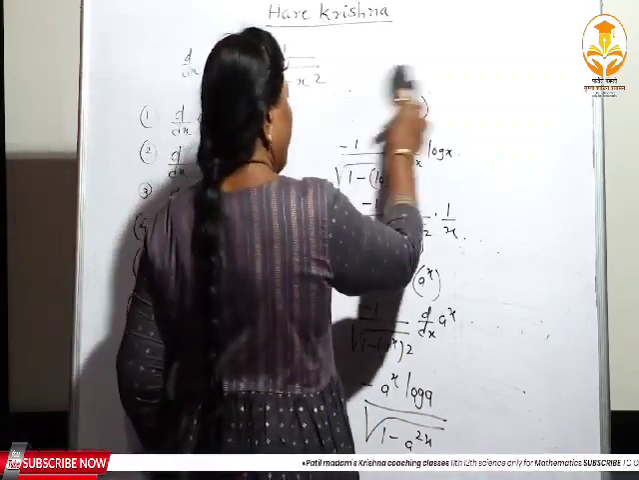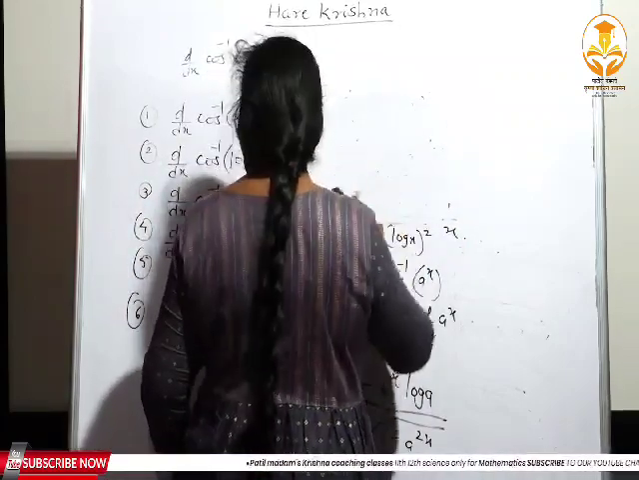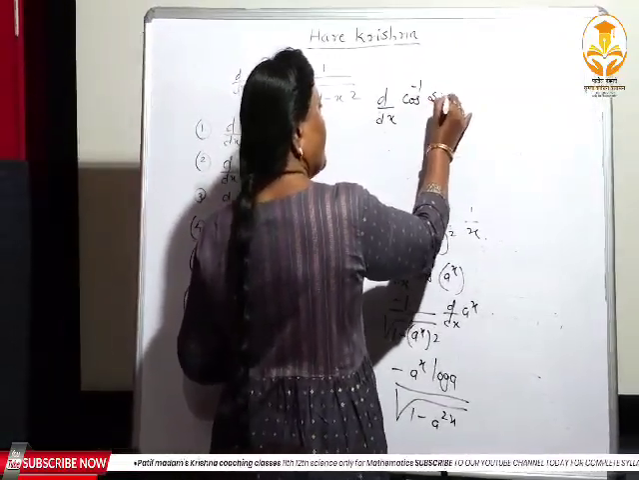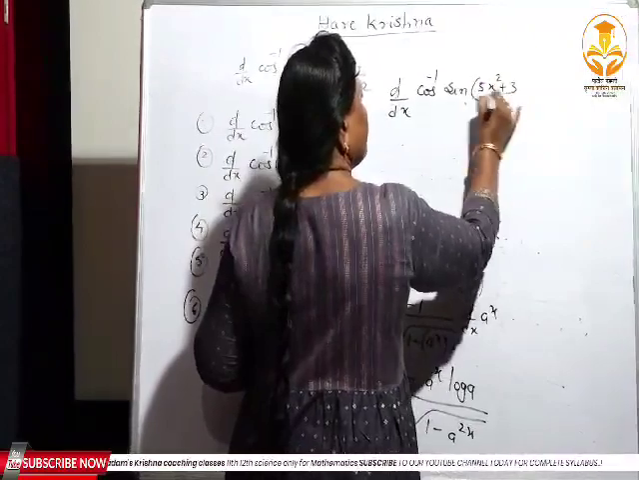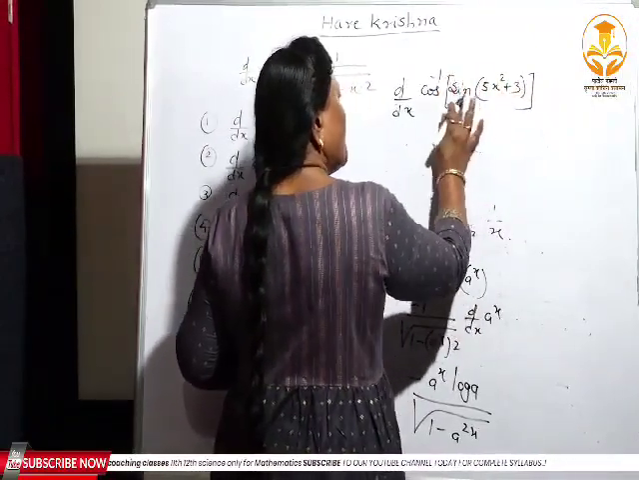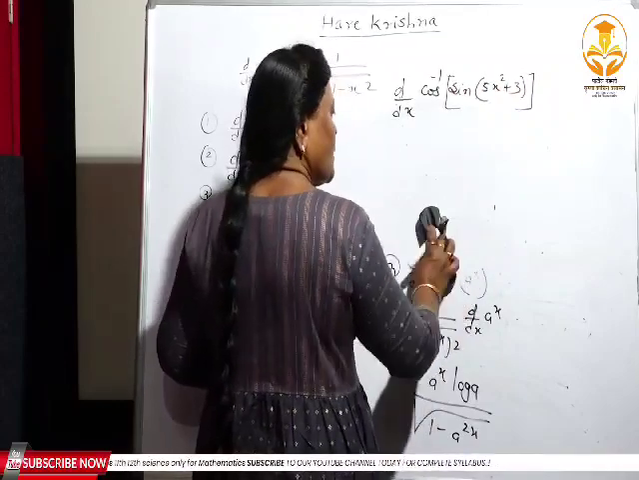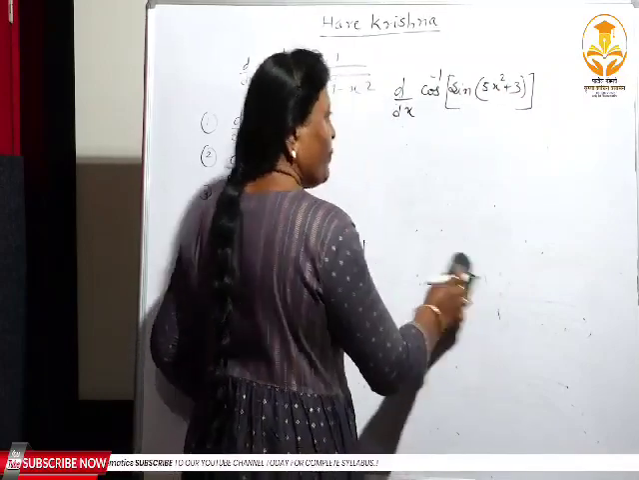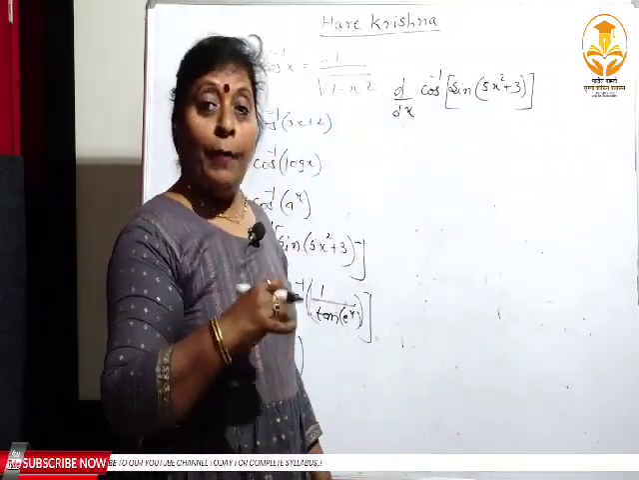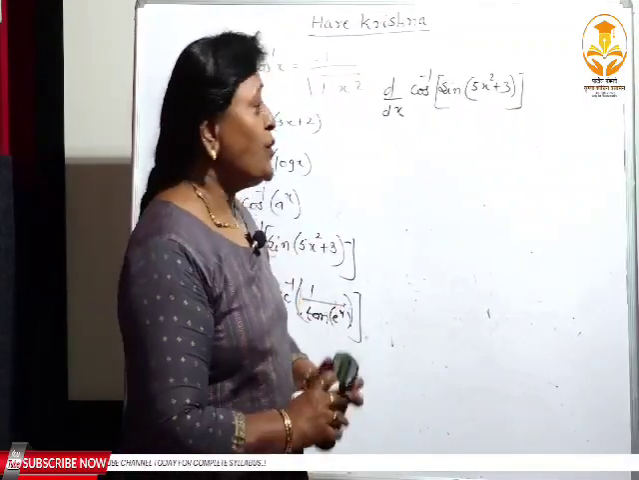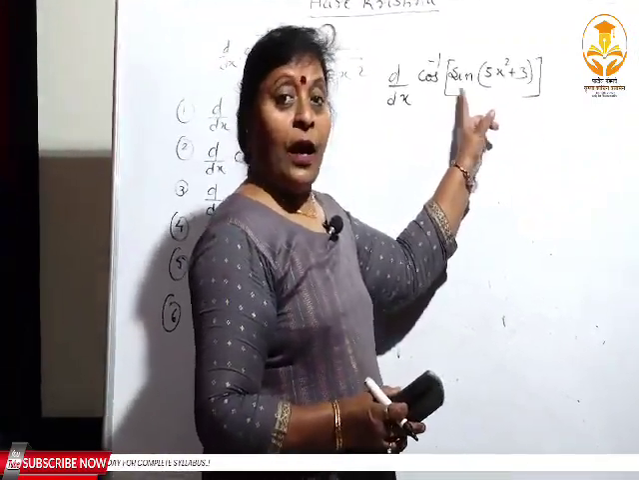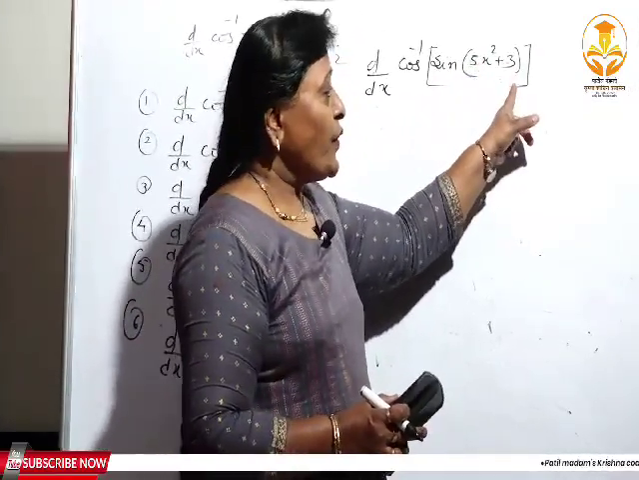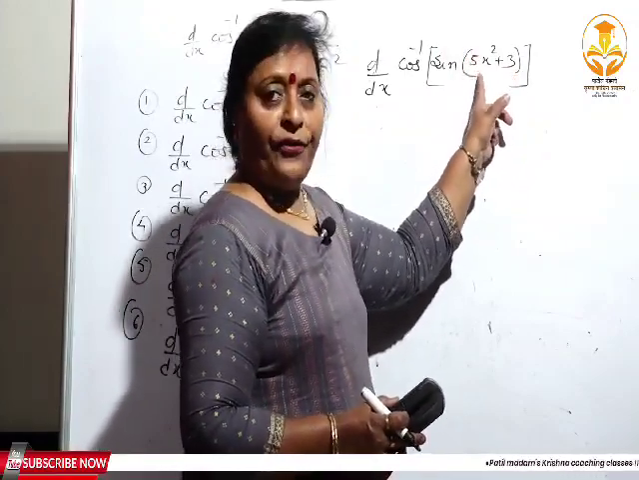Now take the fourth one. See, d/dx of cos inverse of sine of (5x square plus 3). If you observe this, suppose you substitute u, or directly try to apply the chain rule, then what happens? If you substitute u, again minus 1 upon root of 1 minus u square, you have to make the square of this. Again you have to take the derivative of this function, that is sine u, cos of (5x square plus 3), and again find the derivative of 5x square.